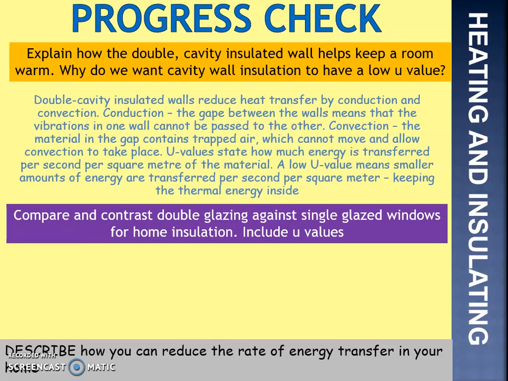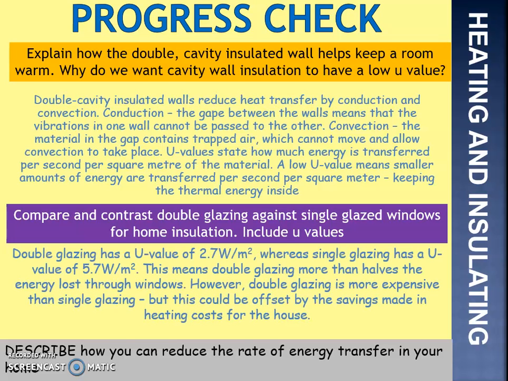When we're comparing and contrasting double glazing against single glazed windows, remember we need to include our U values. So double glazing has a U value of 2.7 watts per metre squared, whereas single glazing has got a U value of 5.7 watts per metre squared.